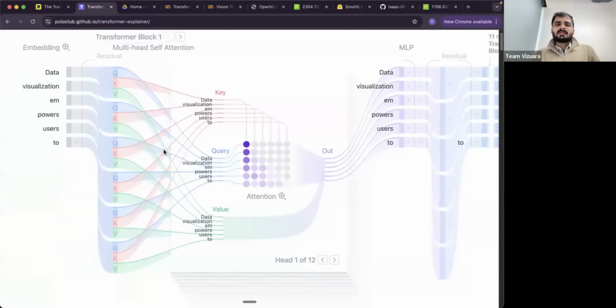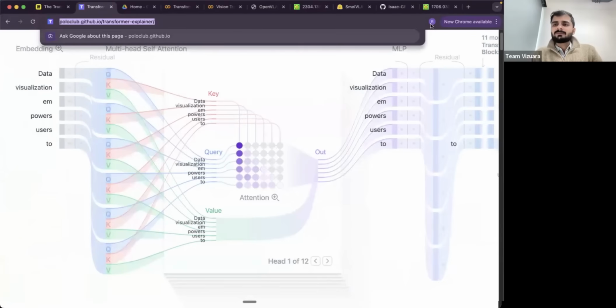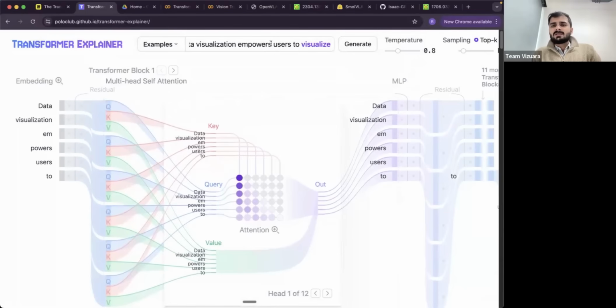Now, this is a very nice explanation which will help you revise all the concepts that we have taught. Please go through this after the lecture so that you revise everything that we have taught, and you can even change the sentences here at the top of this, and you can see how the visualizations change as the sentences also change.